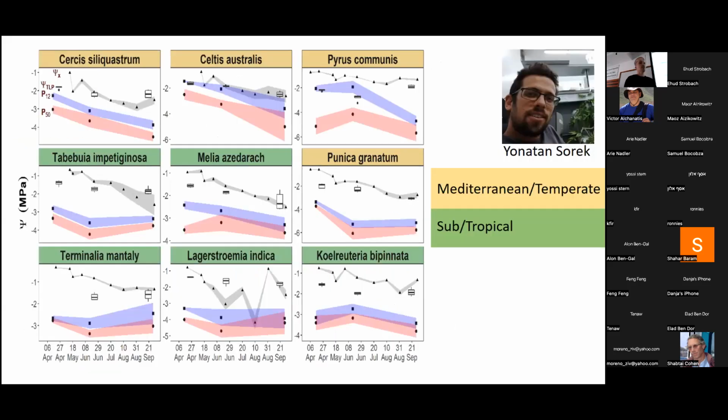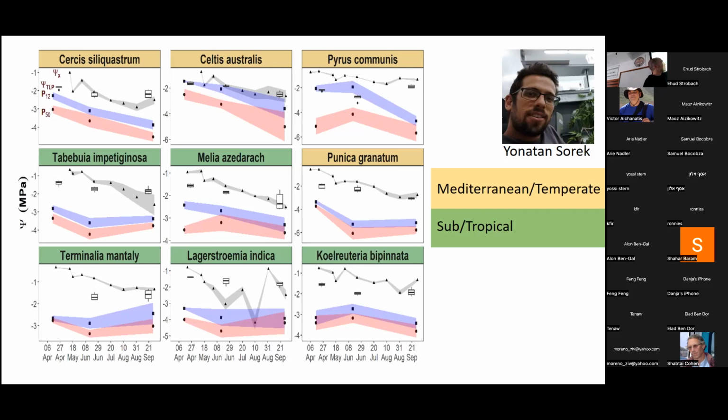Jonathan did it with 9 deciduous species. Cercis is a Judas tree, Pyrus is pear, Punica is pomegranate. So they're all growing here on campus. This is the pomegranates that grow back in the institute. Everything grows here on campus.